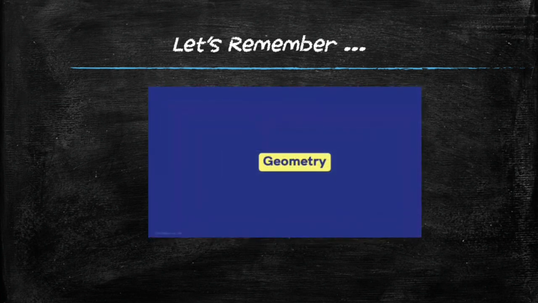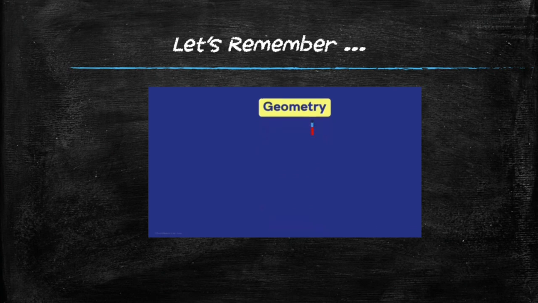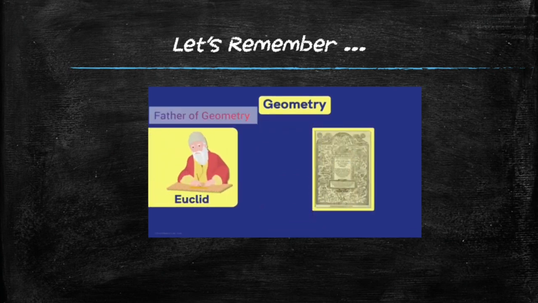Do you know who is known as the father of geometry? The ancient Greek mathematician Euclid is known as the father of geometry. He collected all the work done on geometry and put it together in books called Elements.